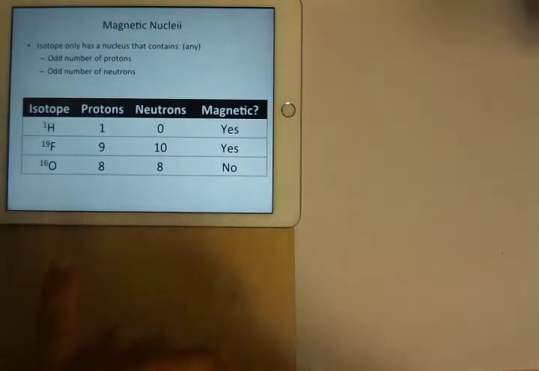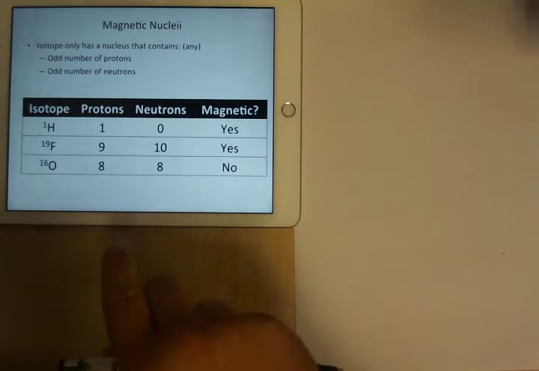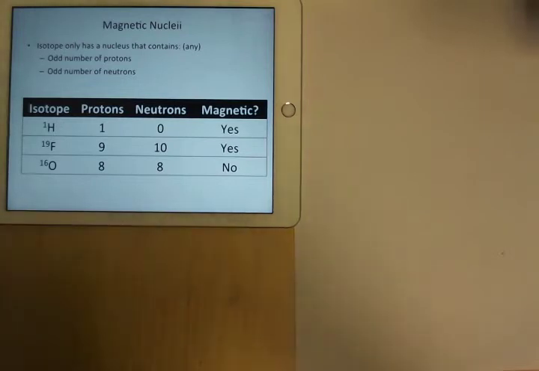Now the only thing is not every nucleus is actually magnetic. Not every nucleus is able to do this.